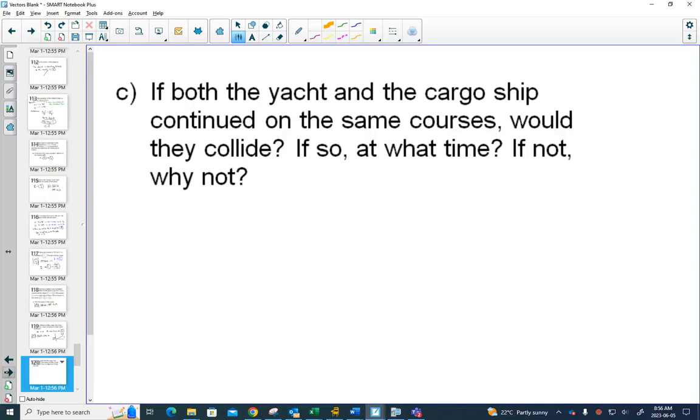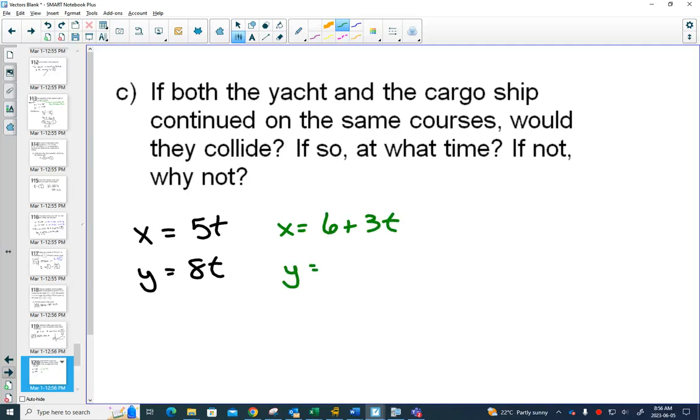Bum, bum, bum. If the yacht and the cargo ship continued on the same courses, will they collide? So again, we can look at the parametric equations of the yacht. We'll do the yacht in black here. The yacht was 5t for x and 8t for y. And the cargo ship, I'll do in green, was 6 plus 3t, and the y value is 3 plus 7t.